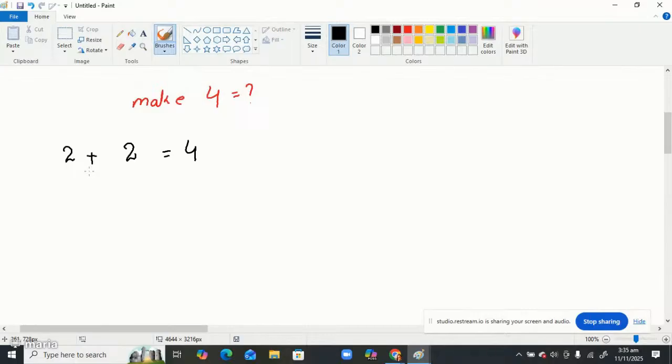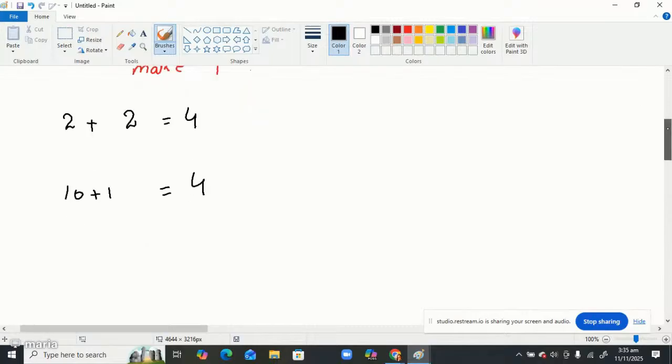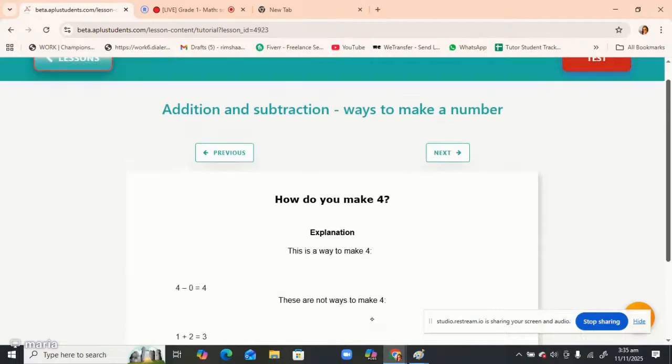And now you guys tell me which two numbers are added, you are not getting the answer 4. It may be different numbers like 10 plus 1, 2 plus 1, 3 plus 2, any number. When you add, you are not getting the answer 4. Okay, now let's do one more question. You make 6. I'm giving you some options here.